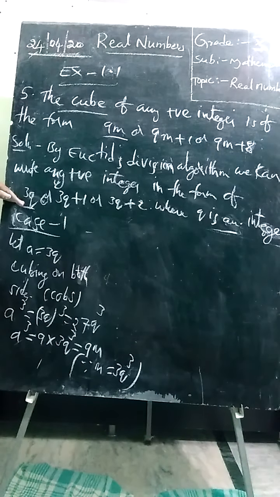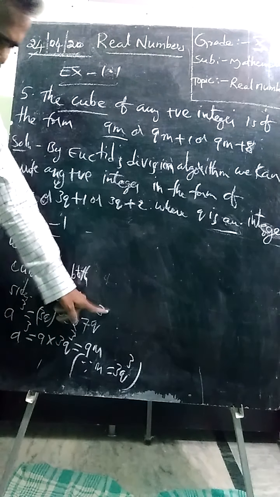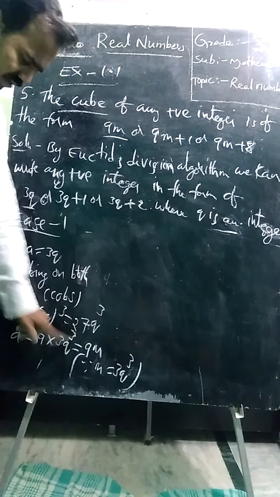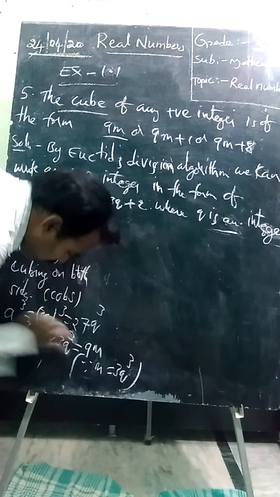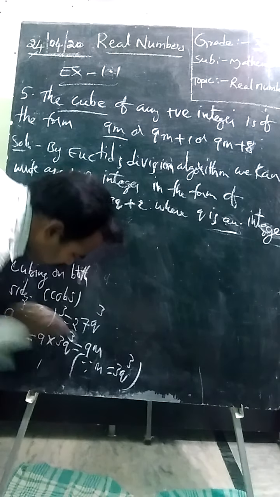The divisor of 9 that is a multiple of 9 is 3. So first let us check the first condition. Let me take a = 3q, cubing on both sides. So a cube is equal to 27q to the power of 3. 27q to the power of 3 we can write as 9 into 3q to the power of 3.